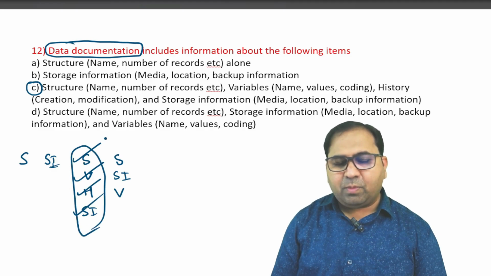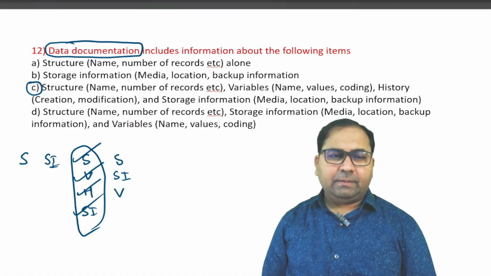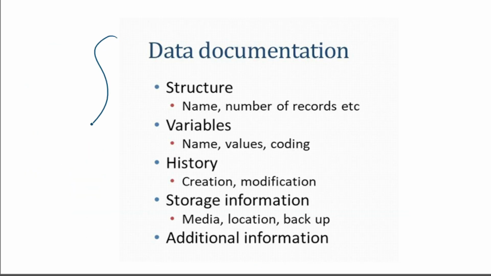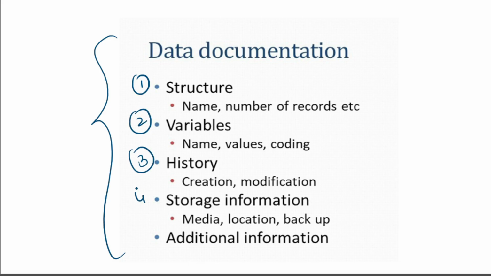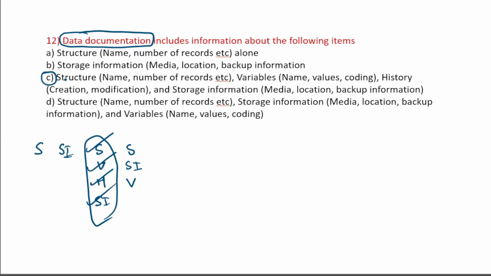Now let us see a small chart on data documentation. Now see this slide regarding data documentation. It speaks regarding the structure, the variables, the history, the storage information, and the additional information. In our question, option number C has the structure, the variables, the history, and the storage information. Also there should be additional information. So we got the answer for our question.